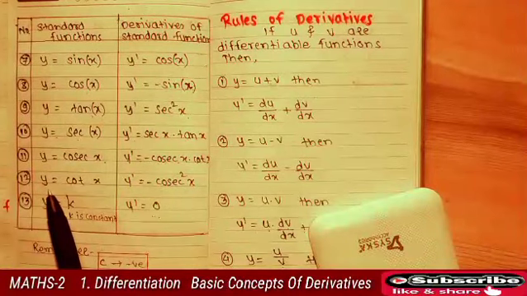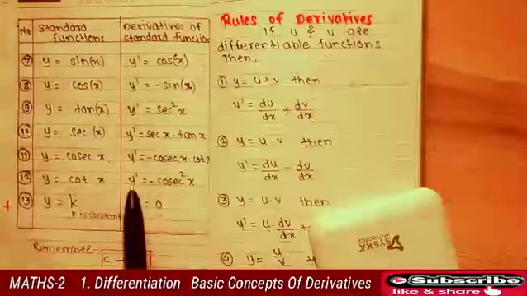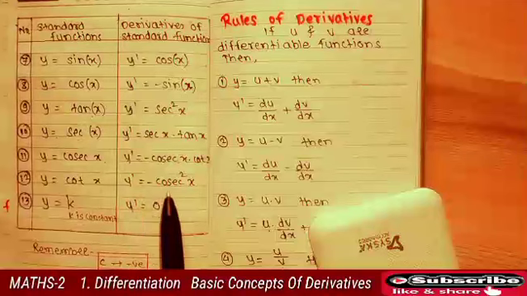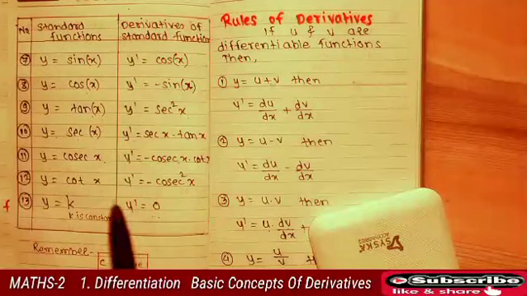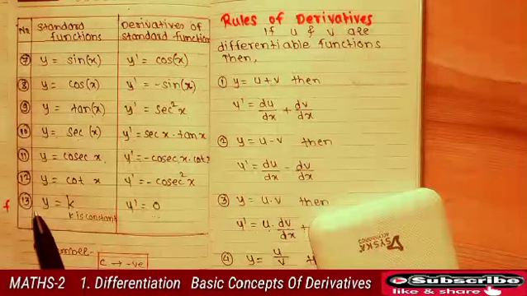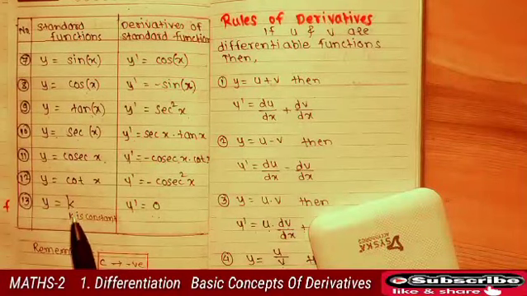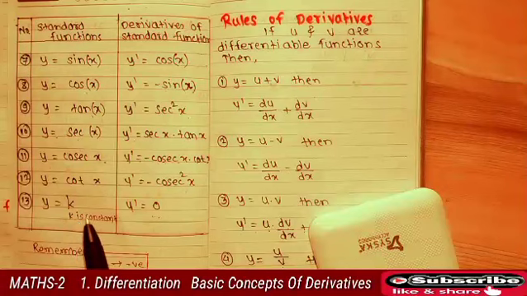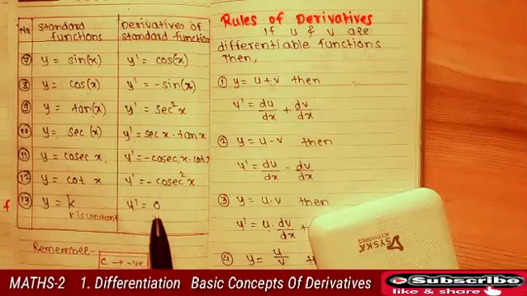Next, 12th formula, if y equals cot x, its derivative y dash equals minus cosec square x. Cot x, its derivative becomes negative. 13th formula, if y equals k, where k is any constant number, then its derivative is always 0.